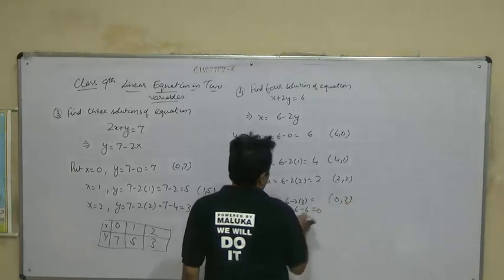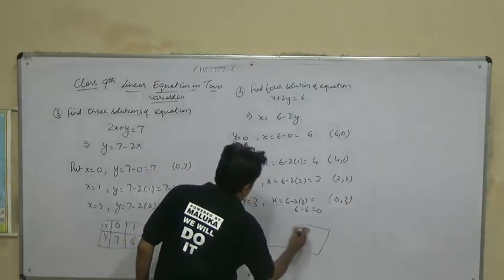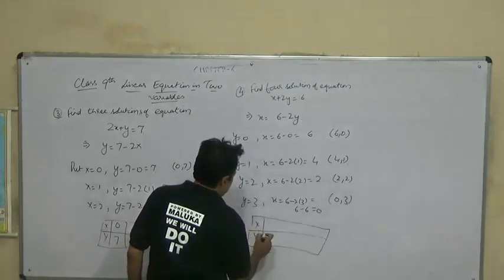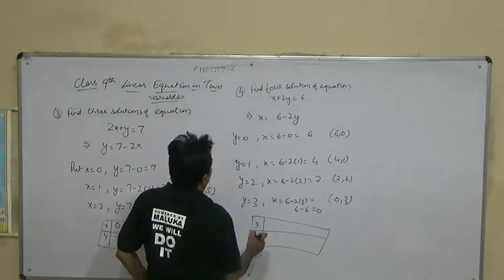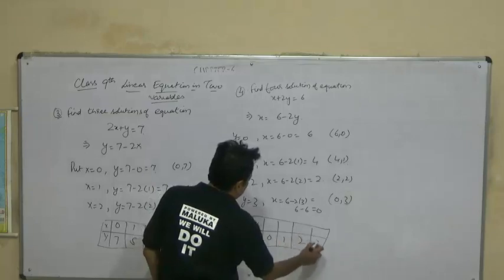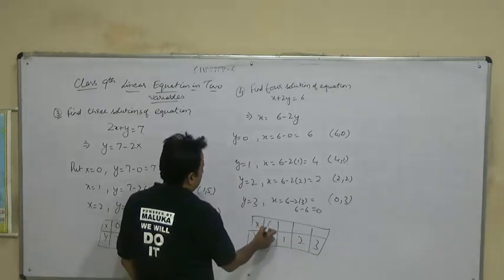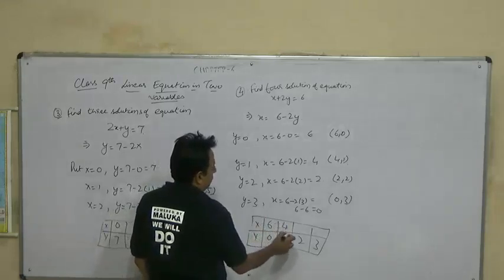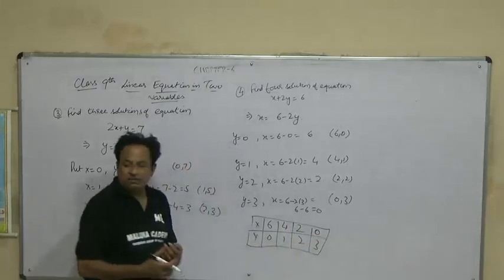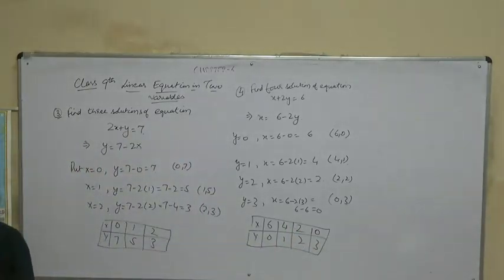We can also summarize this answer in this form. This is x, this is y, and here we have given y as 0, 1, 2, 3, and the corresponding values of x are, for 0 it is 6, this is 4, this is 2, this is 0. So these are the four solutions of the equation which you wanted to find.